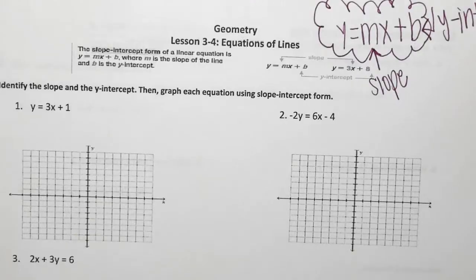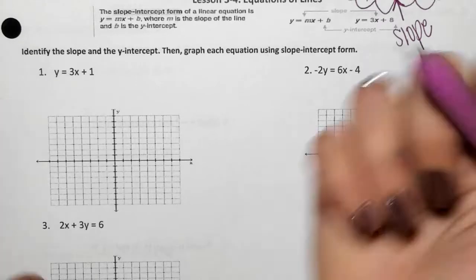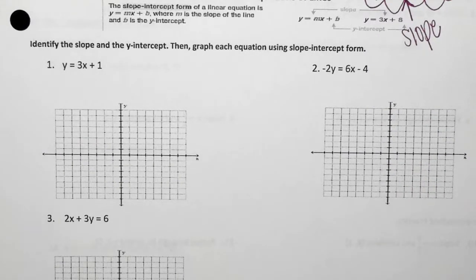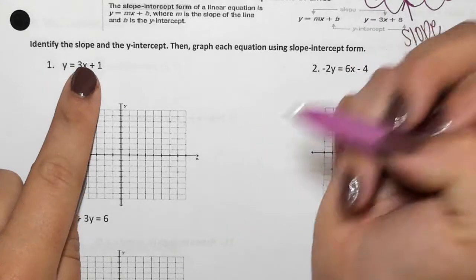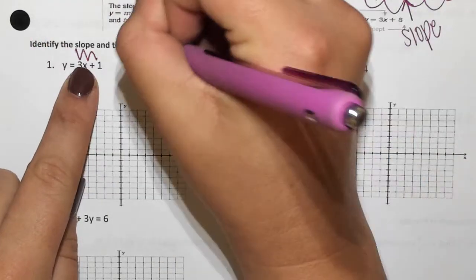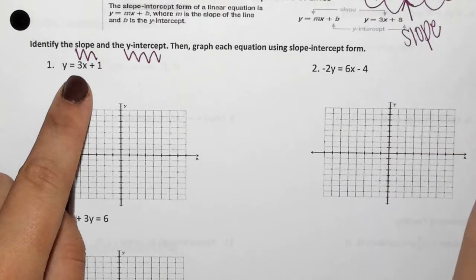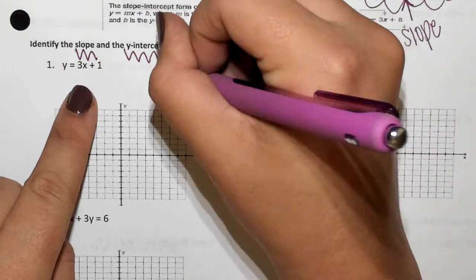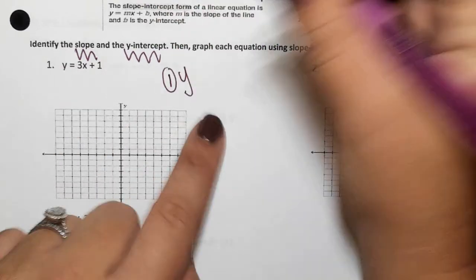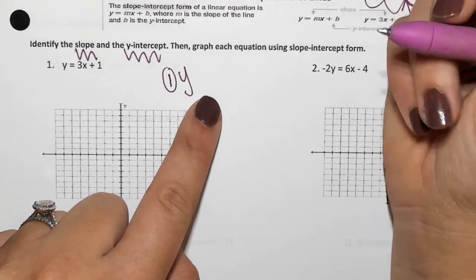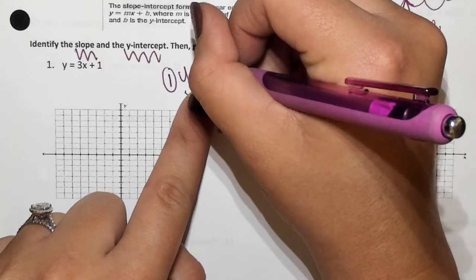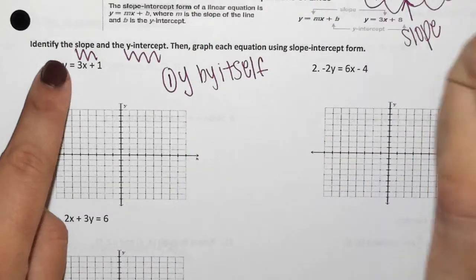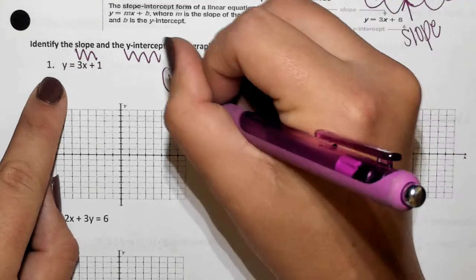Alright, so the first thing we're going to do is go over how to graph when we have slope-intercept form. The two things you need to graph slope-intercept form are your slope and your y-intercept. You have both of those already in this equation. So the first thing you do is make sure y is by itself. So y by itself. And this number 1, is y already by itself? Yes. Okay.